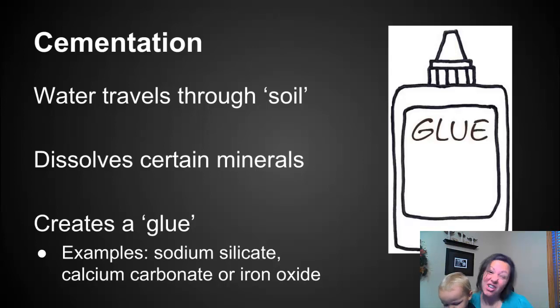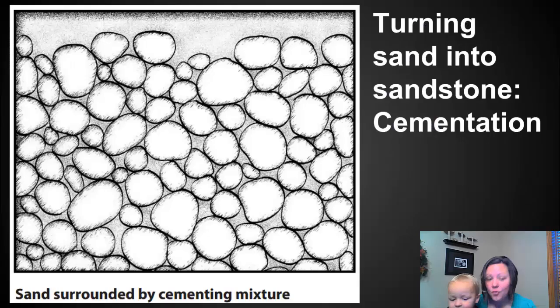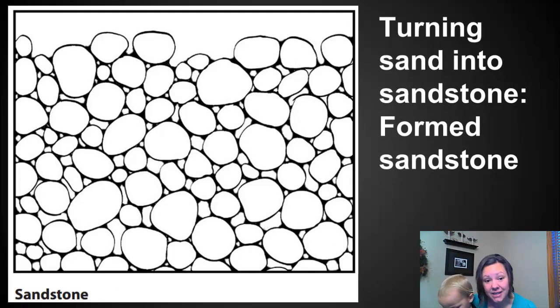Calcite is like a glue. But there are other types of glue. Sodium silicate is another type of glue. You can even have iron oxide. If there's iron dissolved in water, it'll form iron oxide, and that will act like a glue. This glue will then cement the particles together. What this is a picture of is, you can see that the dark shaded part is the actual glue. The sand is surrounded by the glue mixture. And as it starts to dry and the water starts to evaporate, that space is filled in with the glue. And that filled-in space helps create that last step, which is a sandstone.